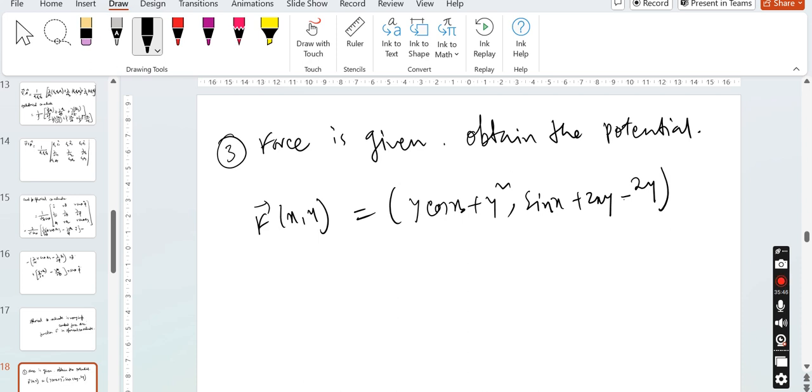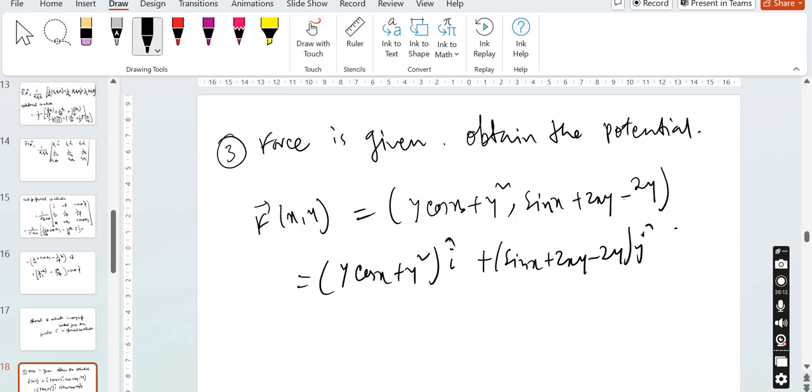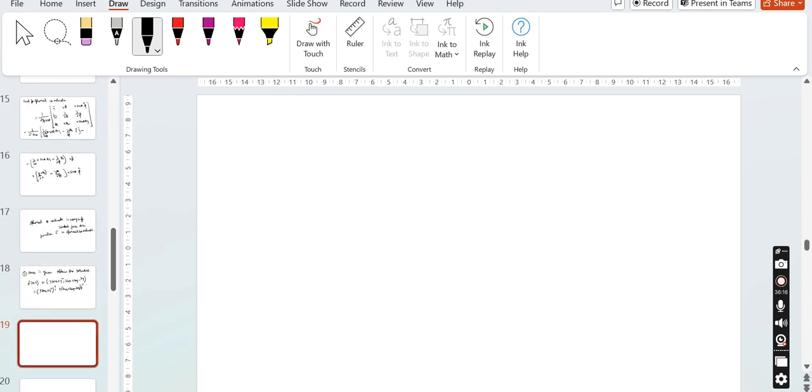So the force is within a bracket and a comma. It can be given like this also. Not j, this is i basically. x plus 2xy minus 2yj. So first step, I want to discuss only one problem about it.